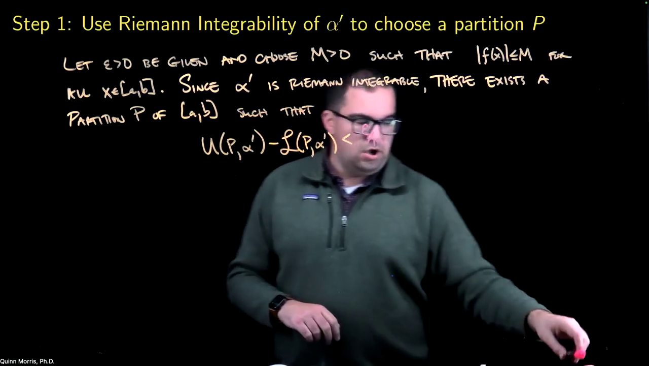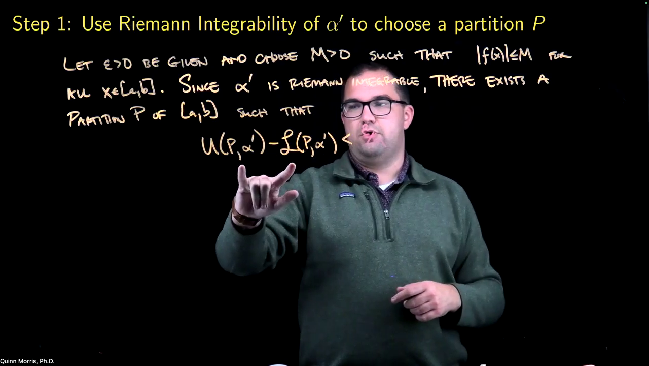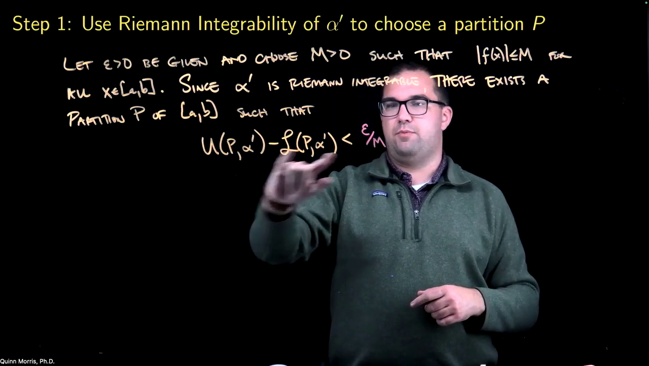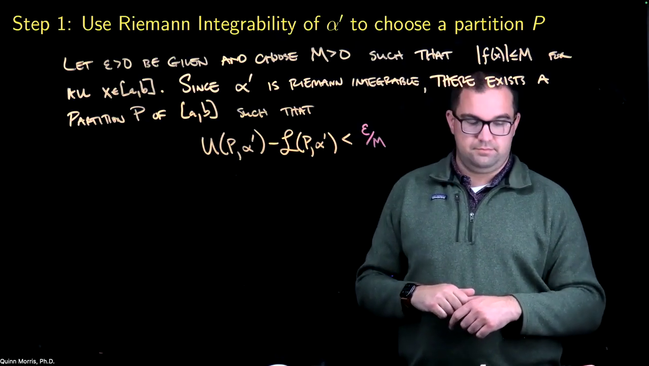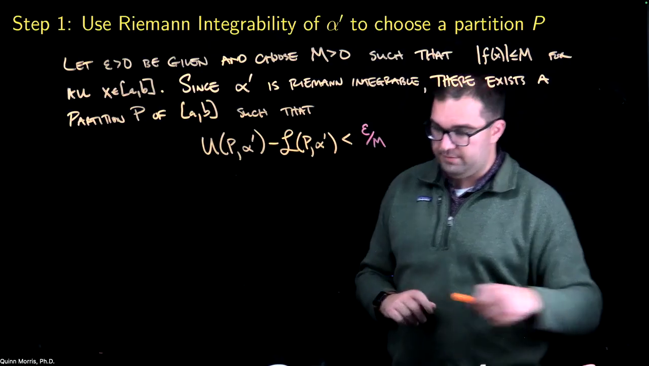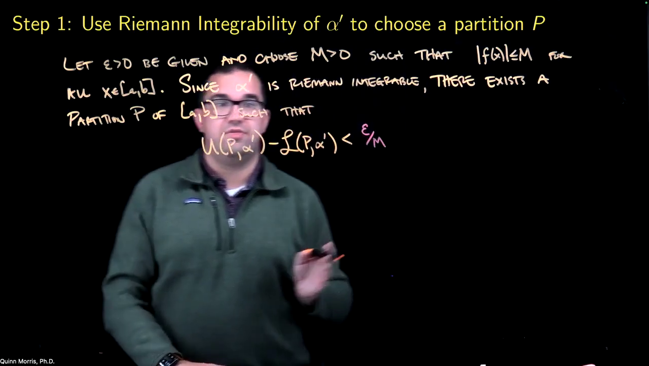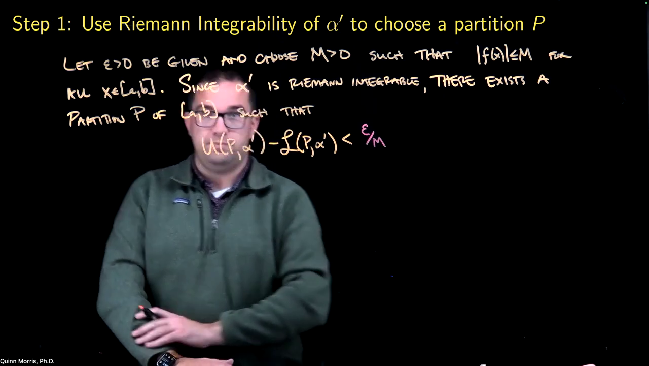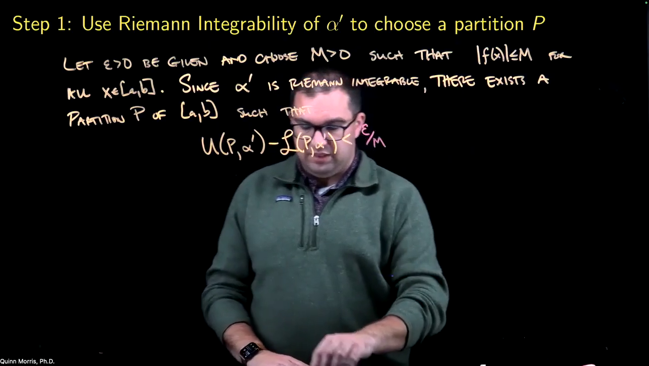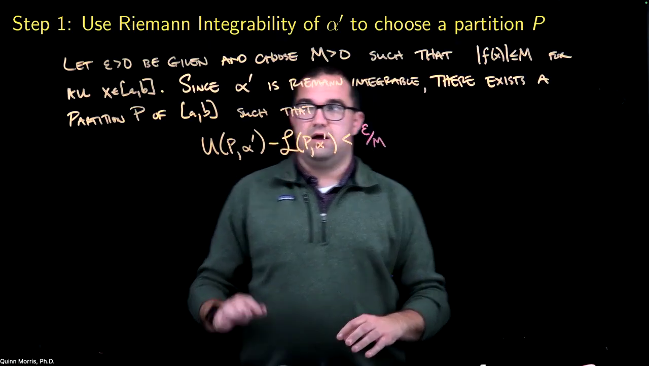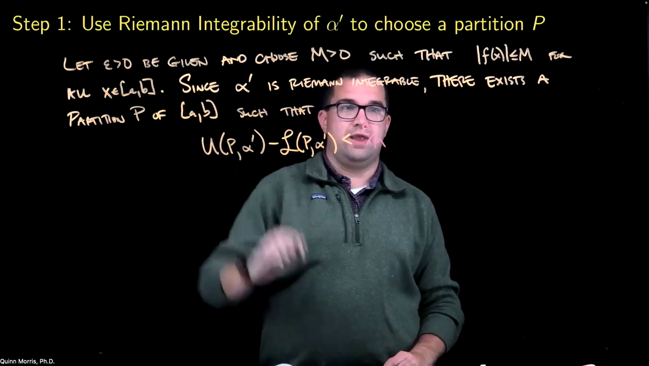Okay, so I can choose a partition such that these two are as close as I would like. I want to make sure that whatever partition I choose is always less than epsilon over M. Okay, that difference is always less than epsilon over M. All right, great. Now, what are we going to do with this partition now? So this first step has been, let's set up a partition using the Riemann integrability condition on alpha prime.